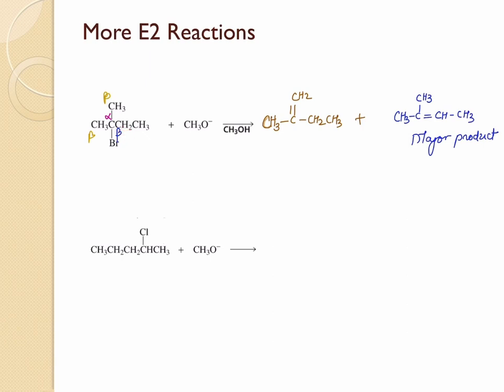Okay, one more example. Let's identify the alpha and the beta carbons. So this is our alpha carbon, and this one is one type of beta carbon, and this one is the other beta carbon. Since this is the carbon which has the fewest number of hydrogens, the major product will be obtained by removing the hydrogen from here.